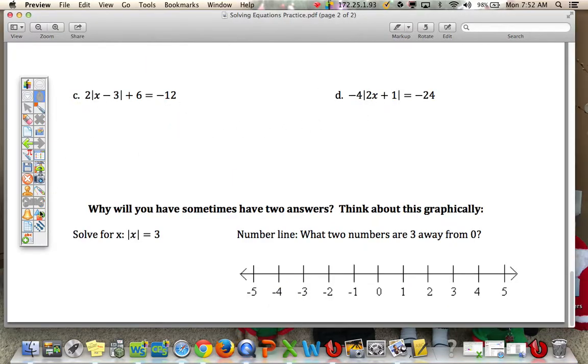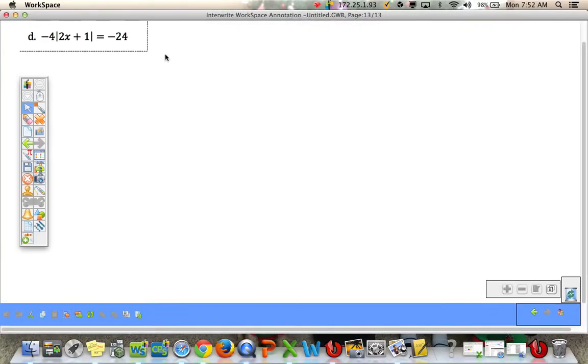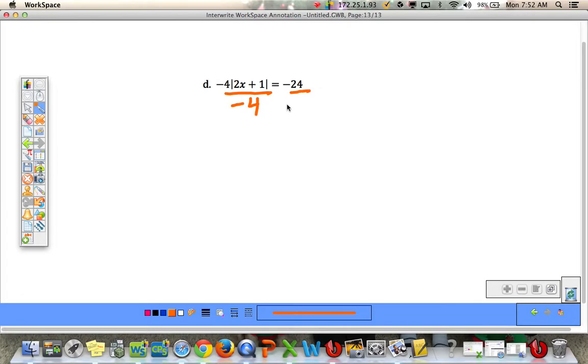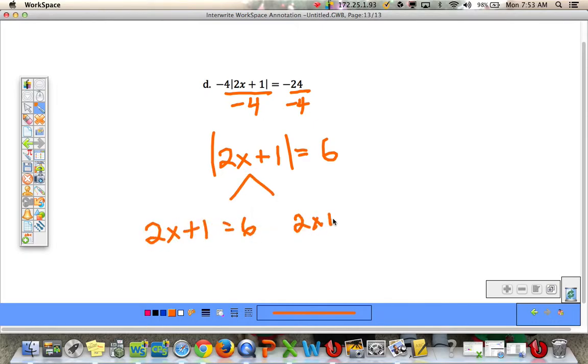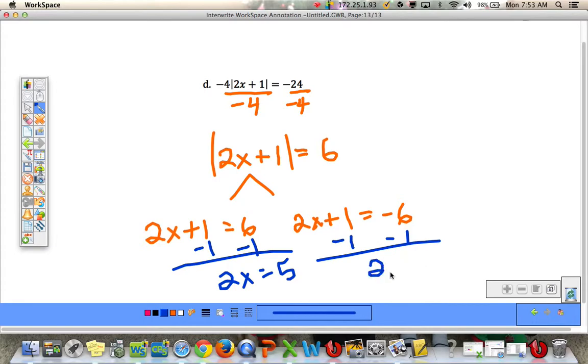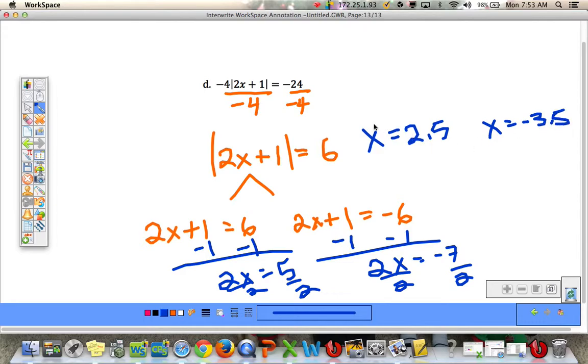All right, let's try this one. So first step, divide by negative 4. This one should work. The absolute value of 2x plus 1 equals 6. Split it up: 2x plus 1 equals 6, and 2x plus 1 should be negative 6. Subtract 1 from each side first. 2x equals 5. 2x equals negative 7. Divide each side by 2. Two answers, x equals 2.5 and x equals negative 3.5. And this one should work, so let's try 2.5. 2.5 times 2 is 5. 5 plus 1 is 6. Yep, that one works, and this one should work as well.